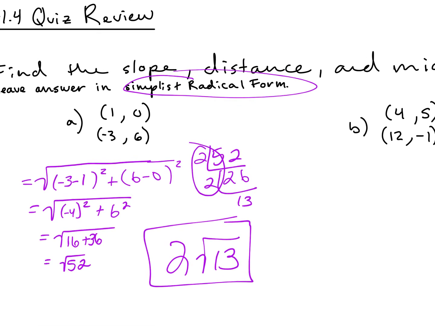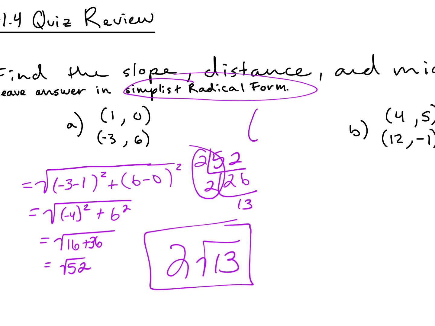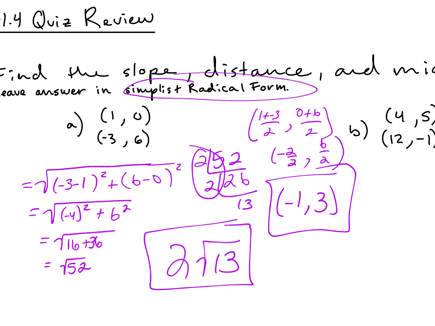Now to do midpoint, midpoint. Take your x's, 1 plus negative 3, add them together, divide by 2. Take your y's, 0 plus 6, add them together, divide by 2. What is 1 plus negative 3? Negative 2 divided by 2, and then 6 divided by 2. What's the midpoint here? Negative 1, 3. Guys, midpoint is a point. Put it in parentheses. If you don't write it in parentheses, I'll take a point or two off. Just having two numbers separated by a comma doesn't denote a point, so make sure you do that.